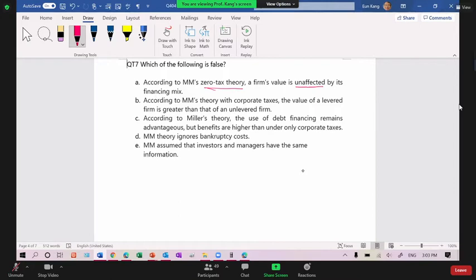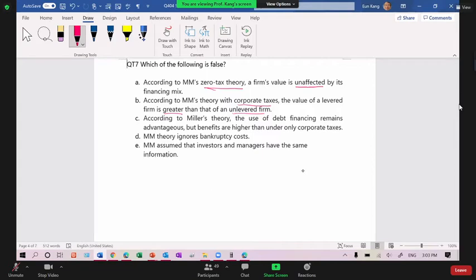According to MM's theory of corporate taxes, the value of a levered firm is greater than the value of an unlevered firm because of what? Tax deductibility of interest. So you pay smaller taxes, tax savings, so the value of a levered firm is greater than the value of an unlevered firm.